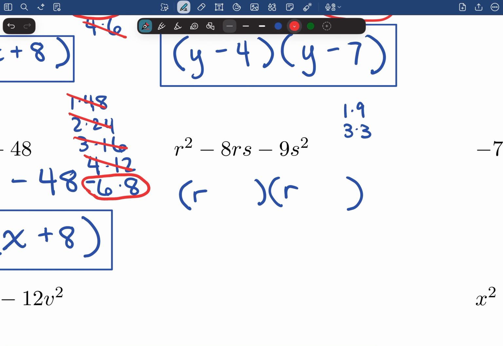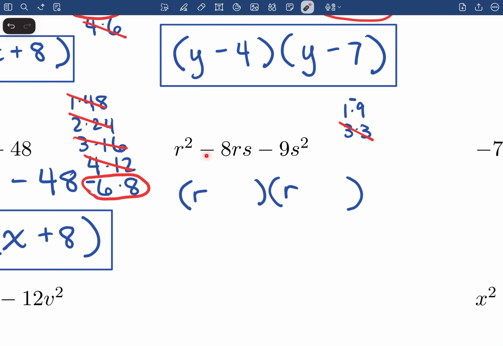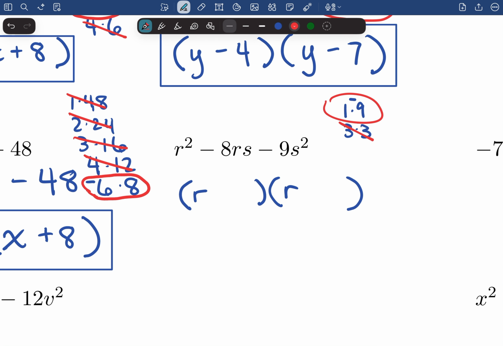Well, I figure out that 3 and 3 could never make negative 8 because 3 and 3 sum to make 6 total, and 3 minus 3 is 0. Okay, so then I think, well, what if I make this 9 negative right here? And 1 minus 9 is negative 8, and 1 times negative 9 is negative 9, so I have found the correct factors to use.